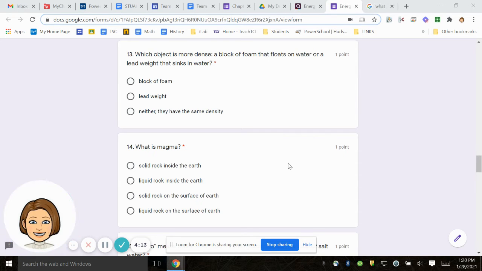Number 13. Which object is more dense? A block of foam that floats on water or a lead weight that sinks in water? Block of foam, lead weight, or neither? They have the same density.